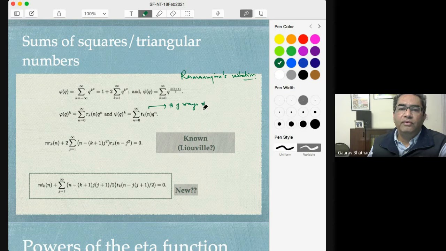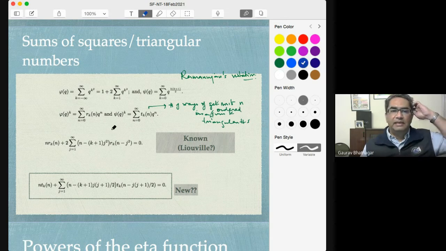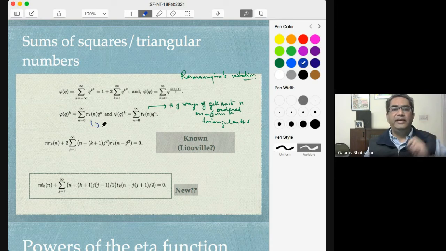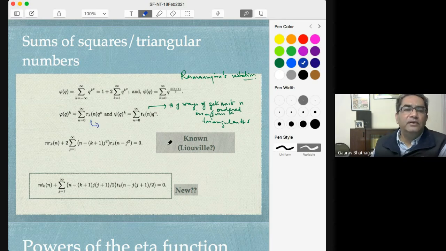of writing n as a sum of k triangular numbers, and it's an ordered sum. So in case of partitions, it was an unordered sum. Now it's an ordered sum, and similarly for squares. So kth powers over here. And then we found the recurrence relations for Rk.